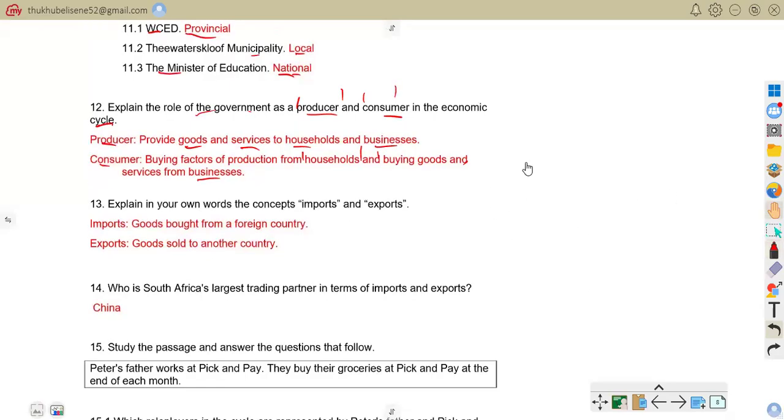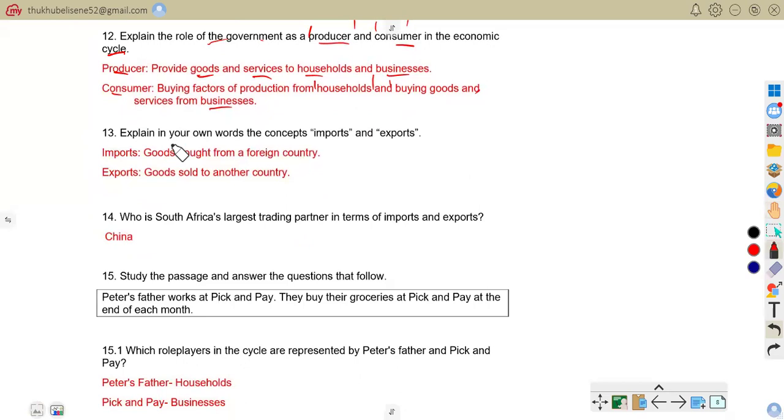Now we are to explain in our own words the concepts of imports and exports. So we know imports, those are the goods that we buy from another country. Maybe they are not produced in the country, then we are buying them from another country. Goods bought from a foreign country. But exports, that's when we sell what we produced in the country to another country. Goods sold to another country.